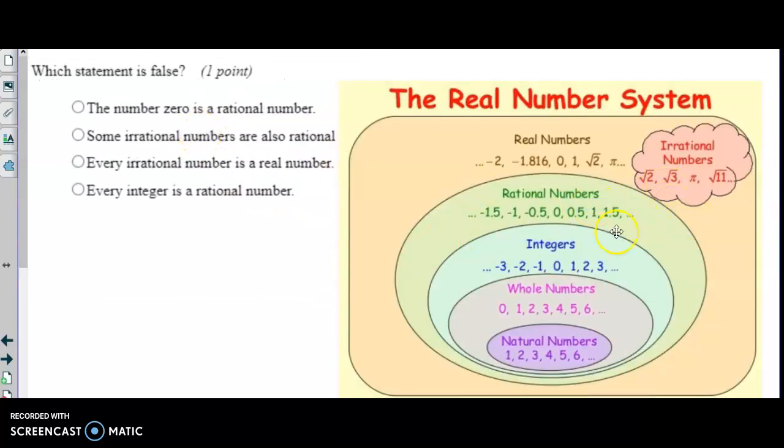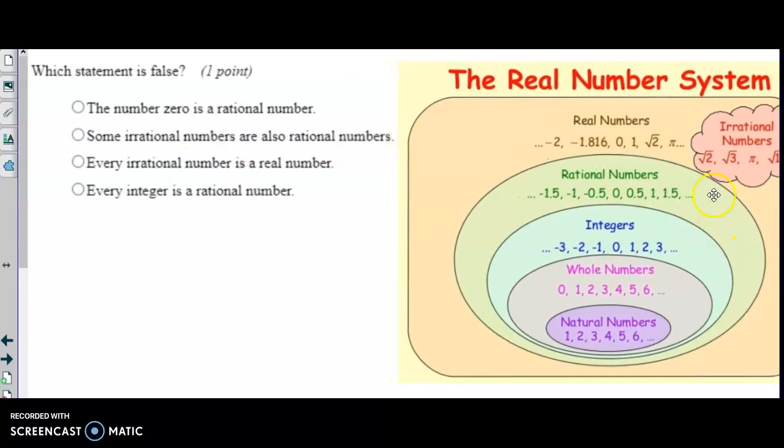So we're looking for the false statement. The number 0 is a rational number. 0 is a rational number. That is not false. That is true. All right. Some irrational numbers are also rational numbers. That is false. If it's an irrational number, it is not in this rational circle at all. Irrational are totally different because irrational means that the decimal doesn't end and it doesn't repeat, and rational means the decimal has to either end or repeat. Those are just completely different. So that one is false.